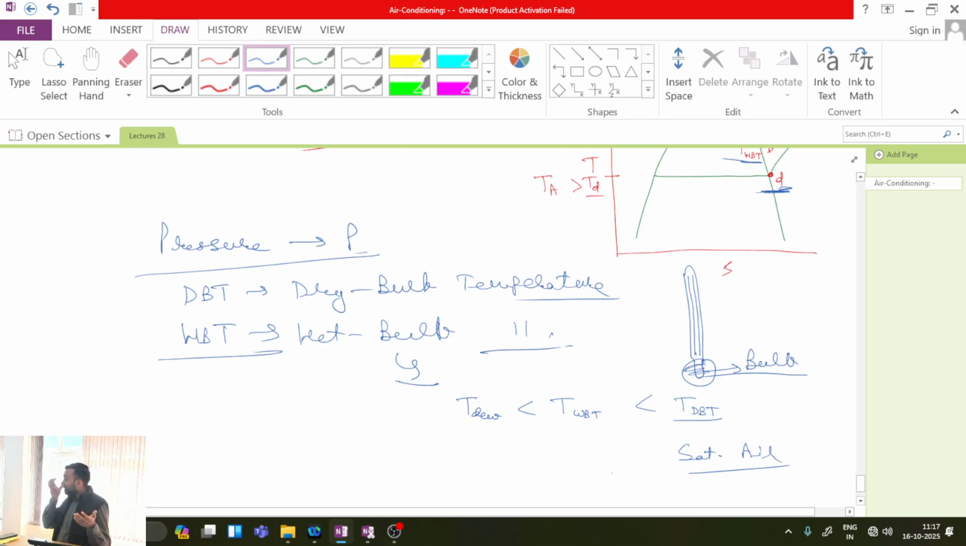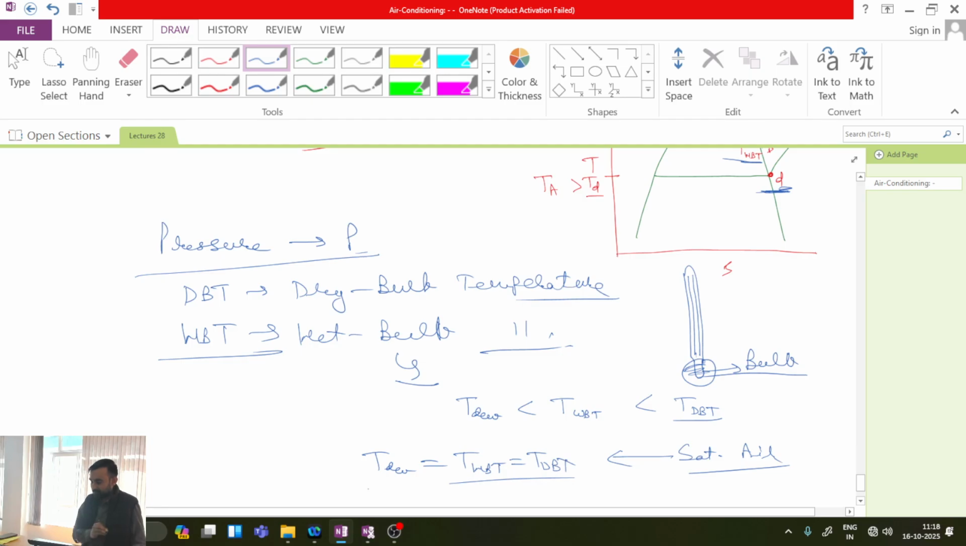Saturated air means it contains the maximum amount of moisture which it can hold. So if air is saturated, whether you measure temperature using dry bulb or wet bulb, both will give the same reading. And when you have saturated air, as you start cooling, dew formation will also start immediately. So for saturated air, T dew point will be equal to WBT will be equal to DBT. Is this point clear?